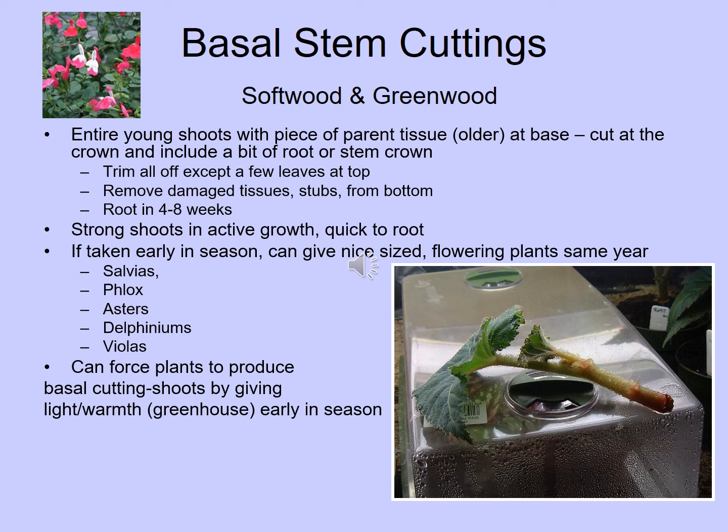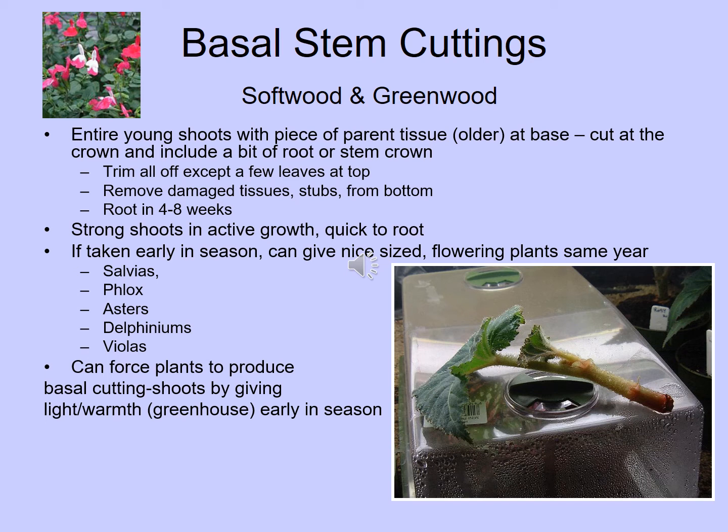Some of the plants that respond well to basal stem cuttings are salvias, like in the upper left picture. That salvia is called Salvia hot lips. It's a cultivar that has red and white flowers. And we used to have a lot more of it on campus, and because City College's colors are red and white, this was nicknamed the Vaquero salvia by some people on campus.